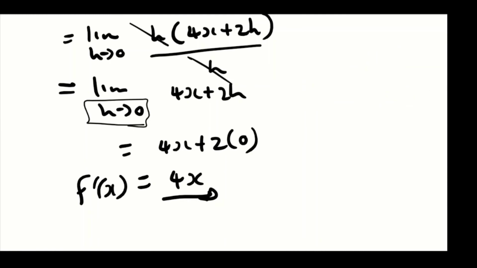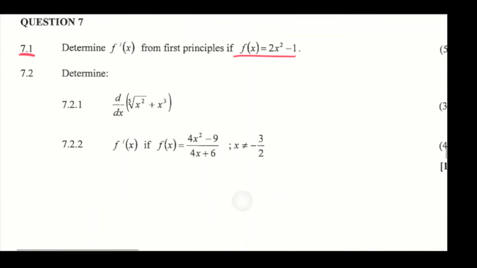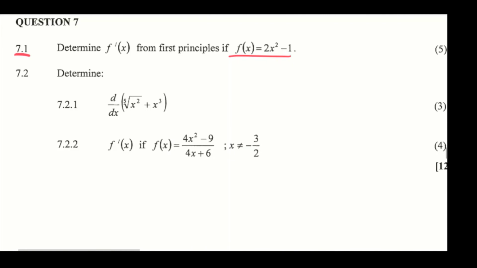Thank you very much. Let's do another question. Now we're going to do 7.2. 7.2 says that we must determine the derivative of this expression here. So I'm just going to write it here: the derivative of 5 into x squared plus x cubed.